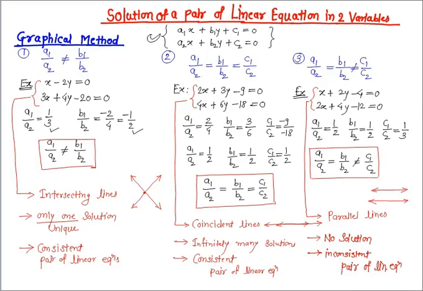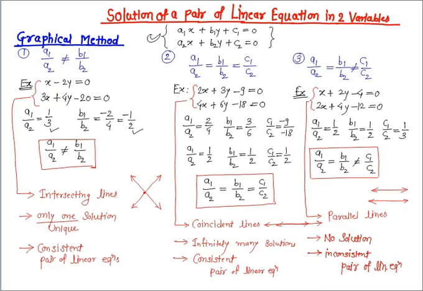Now let's quickly revise what we learned. The first condition, a1 by a2 is not equal to b1 by b2. The graph of such linear equations will be intersecting lines and it will have only one solution, that is a unique solution, and those are called a consistent pair of linear equations.